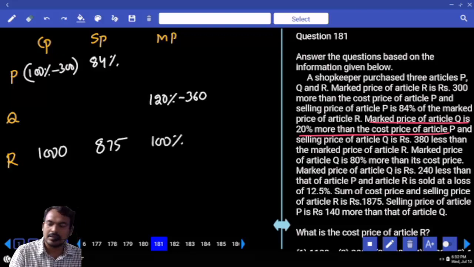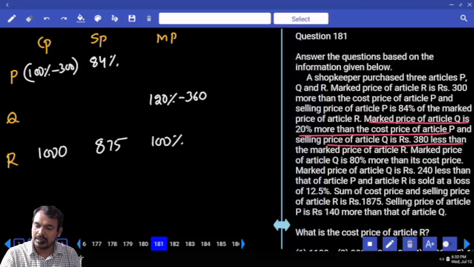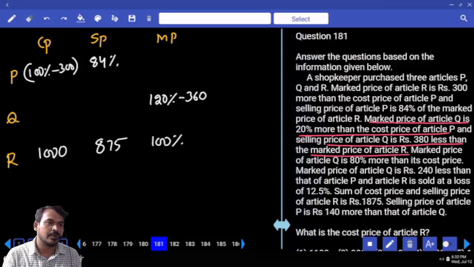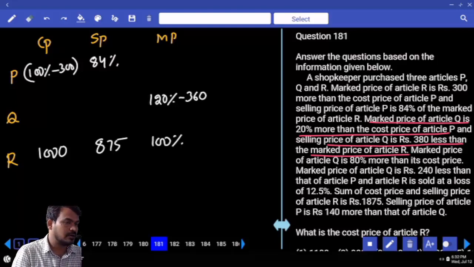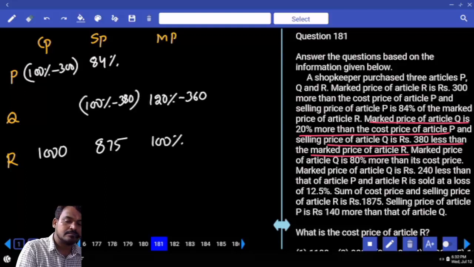120% minus 360. Again, selling price of article Q is 380 less than the market price of article R. Selling price of article Q is 380 less than the market price of article R. Or the R market price is 100%. Compared to that one, 380 less means 100% minus 380.